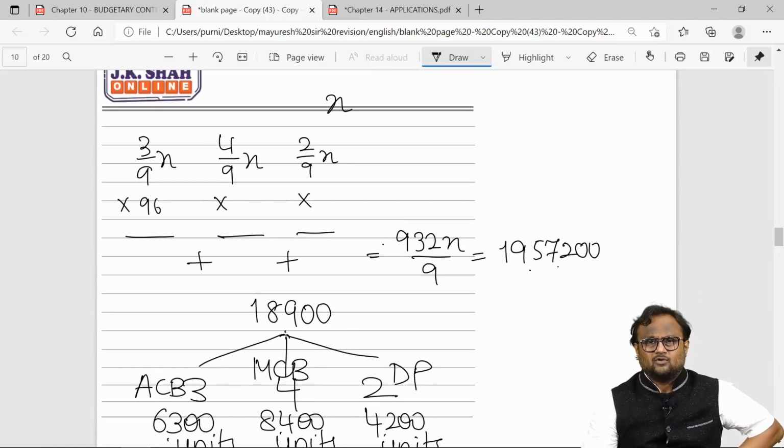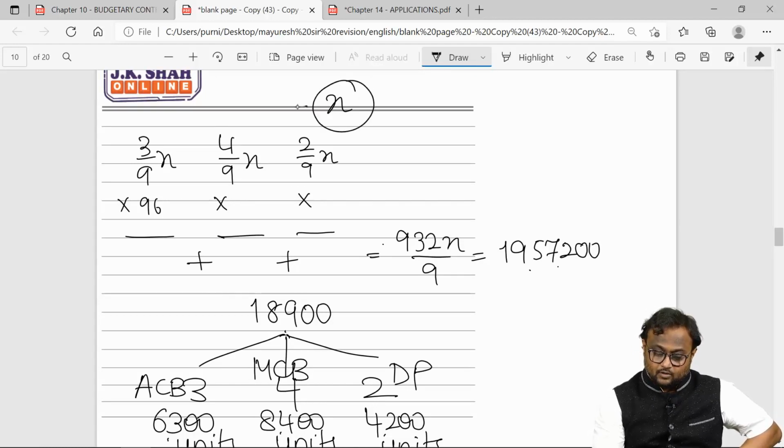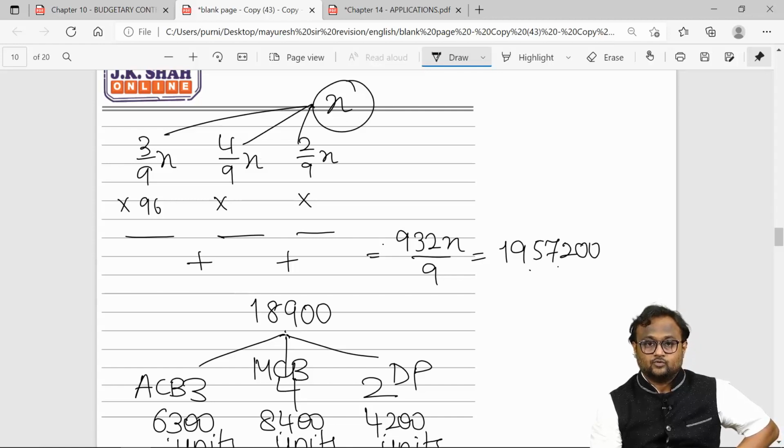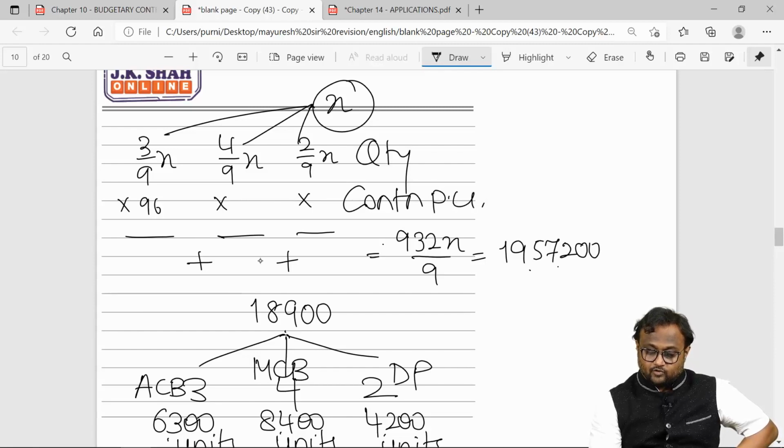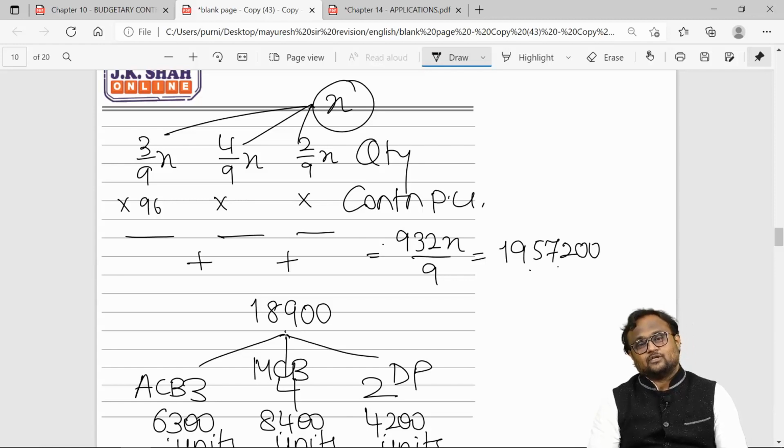You can use the equivalent production concept also to complete this, but this is the simplest way. Total quantity is assumed to be X. So these will be three quantity structures, X in the ratio 3:4:2. So 3/9 X, 4/9 X, 2/9 X will be the quantity. Multiply by contribution per unit, which you will calculate. That will give you total contribution, which will tally with this 932X upon 9. This will be the total, which is 19,57,200. So that will give you the value of X.